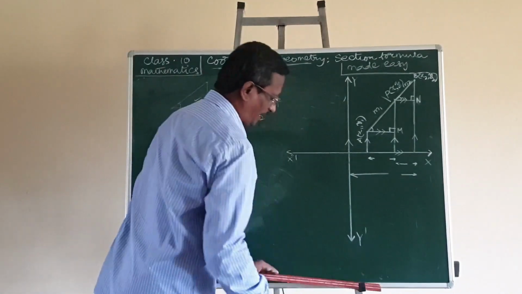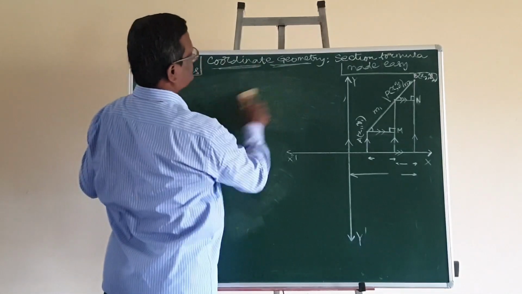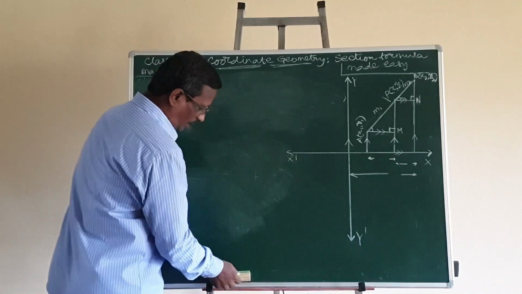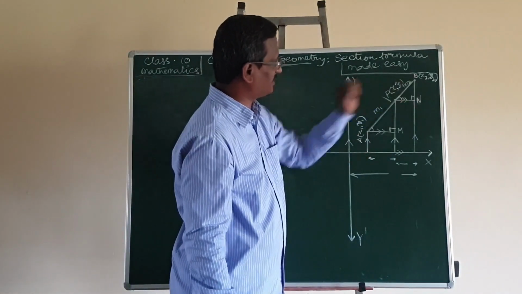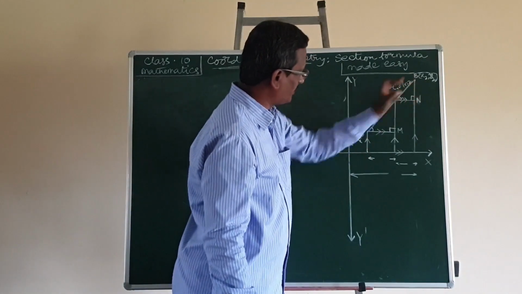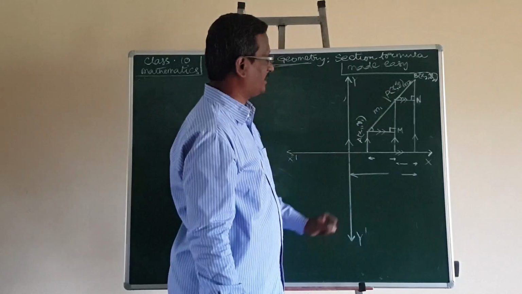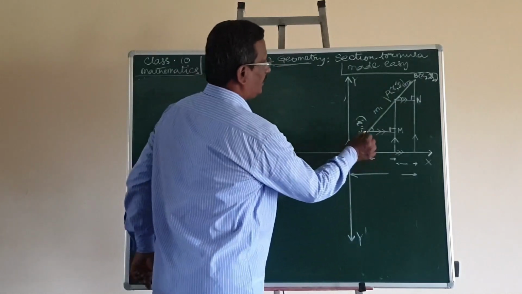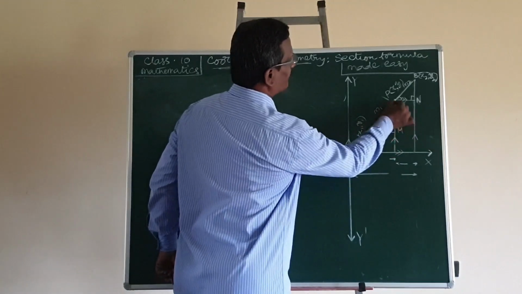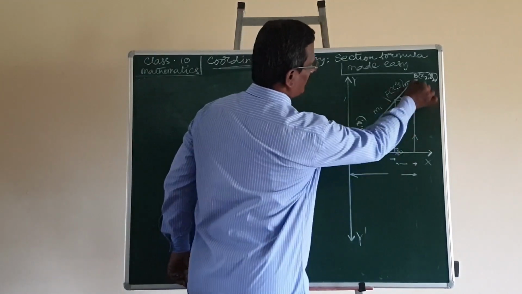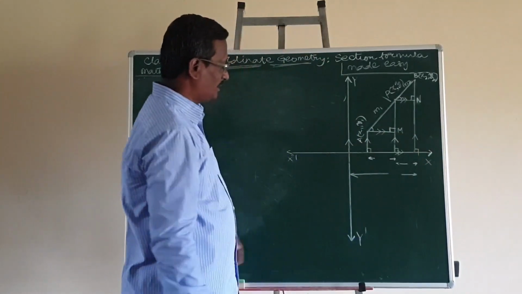Now, the actual derivation starts. We have a line segment, this is point A and this is B. There is a point P on the line segment AB. I have drawn perpendiculars from A to the x-axis, from P to the x-axis, and from B to the x-axis. All the three are perpendiculars.